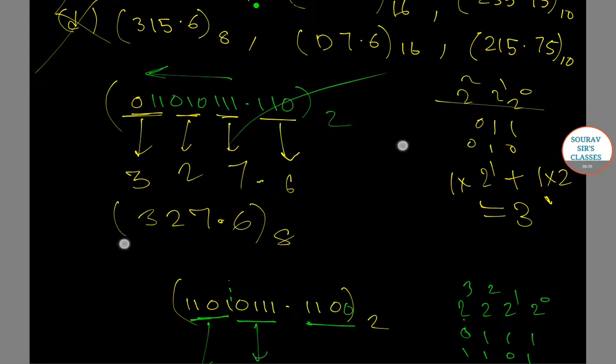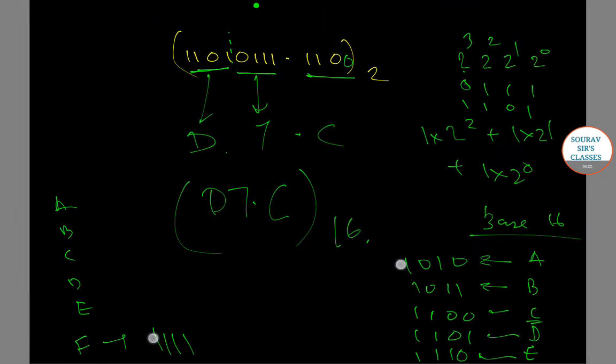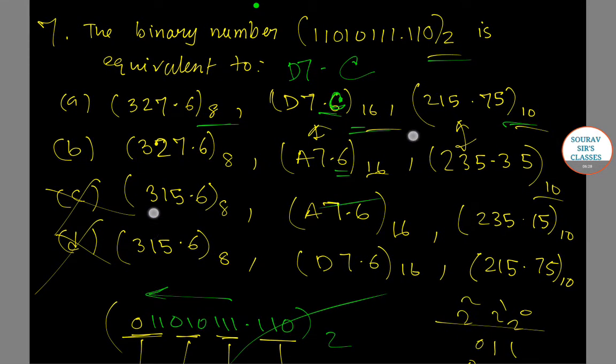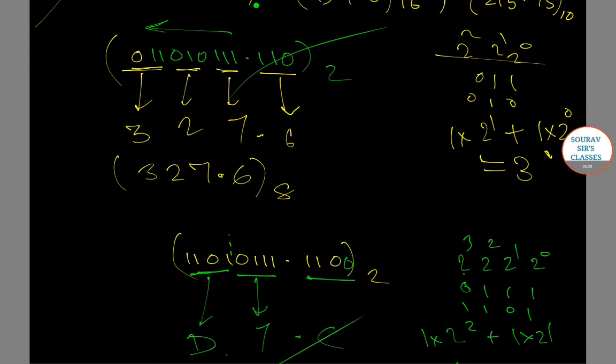Now base 10 conversion is basically nothing but just putting the weights. I'm going to write here: this value will correspond to 2 to the power 0, this is 2 to the power 1, this is 2 to the power 2, similarly 2 to the power 3, 2 to the power 4, 2 to the power 5, 2 to the power 6, 2 to the power 7. So this will correspond to 2 to the power 7, and after the decimal point 2 to the power -1, 2 to the power -2, and 2 to the power -3.